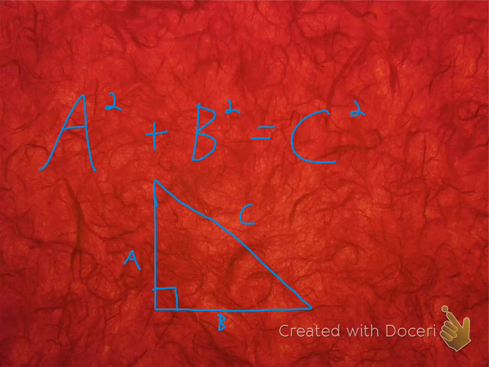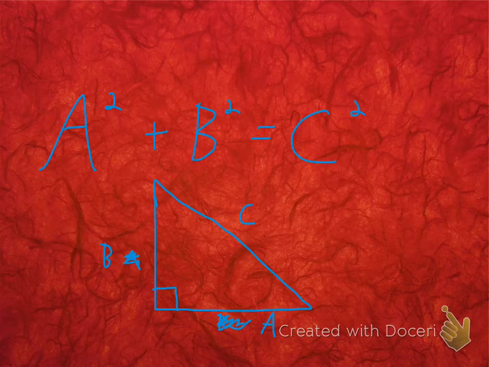Now, A and B, it doesn't matter. One of them has to be A, one of them has to be B. You could change it and say, okay, well I want this to be B, and I want this to be A. That doesn't matter. But C has always got to be this long line. The one opposite of the right angle. It has to be C. Otherwise, the theorem does not work. Okay? So you've got to remember that.